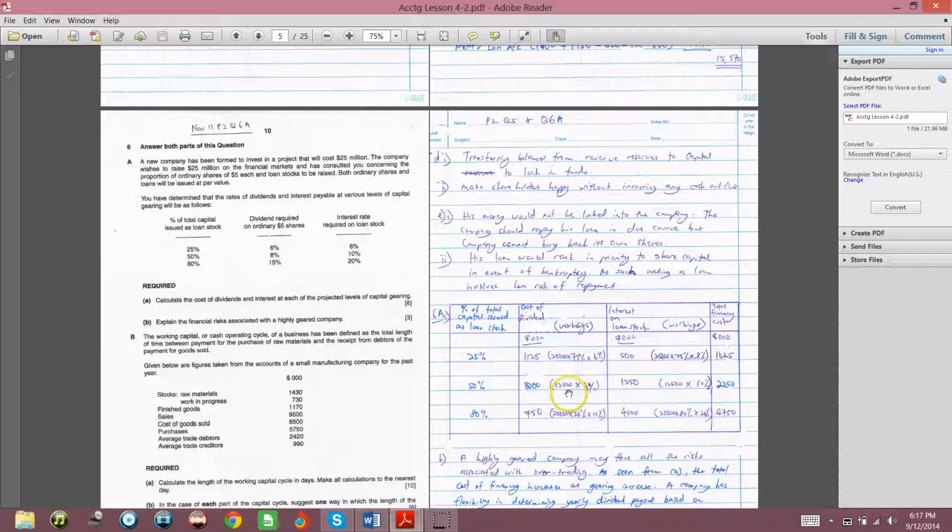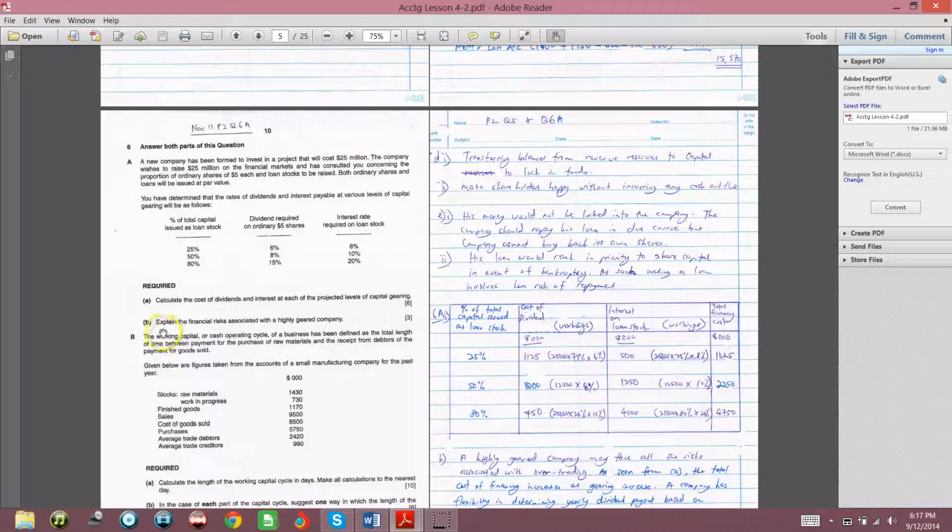So that means the dividend now is also for the ordinary shares, also 50%. 50% will be 12,500: 25 million times 50%, 12,500 times 8% is stated here. And 10% times 12,500. So I'm putting the total in this column. Then this one, 80% is loan stock: 25 million times 80% times 20% will be 4 million. Then this one, 25 million times the balance will be ordinary share, 20% times 15%. So this is my total cost of financing.